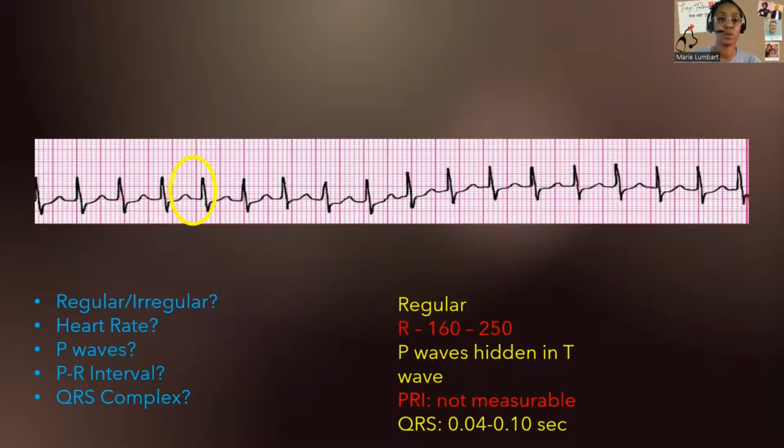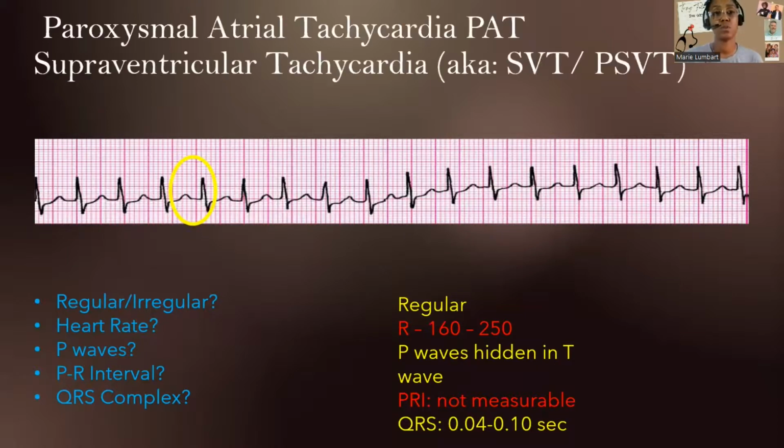Our heart rate is regular, rhythm is regular. Your heart rate is about 160, so it falls between 160 to 250. So there are P waves in this rhythm, but you can't see them because the rhythm is going so fast, it's hidden within the T waves. Because of that, you cannot calculate a PR interval. This rhythm is called a Paroxysmal Atrial Tachycardia, or PAT for short. It's also known as supraventricular tachycardia, or SVT or PSVT.